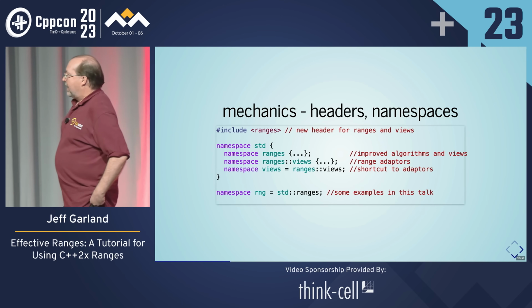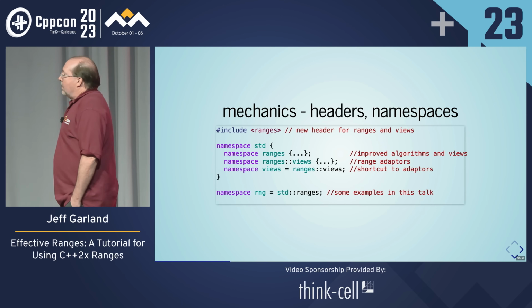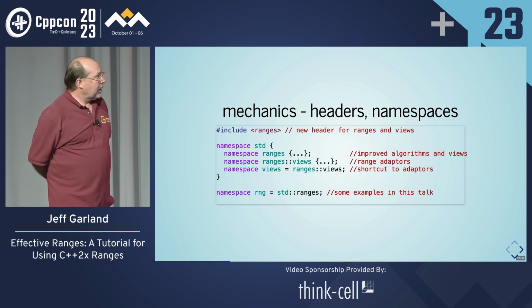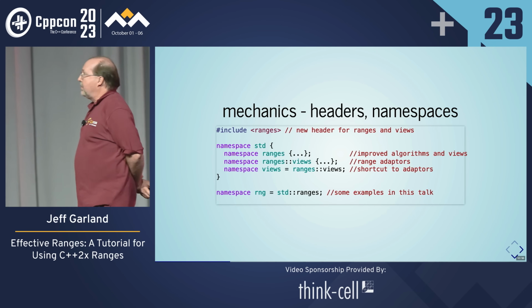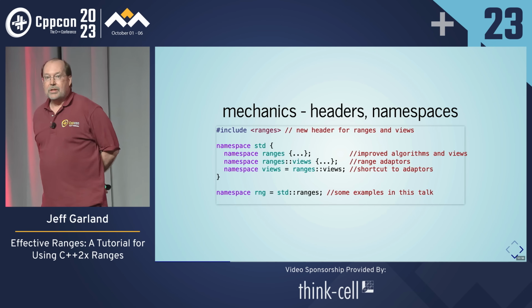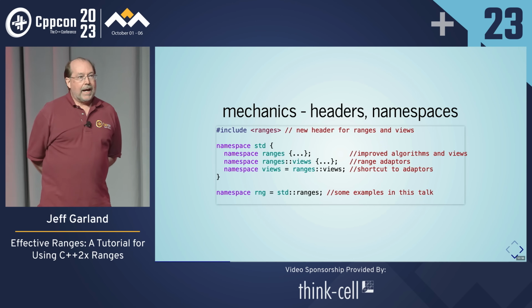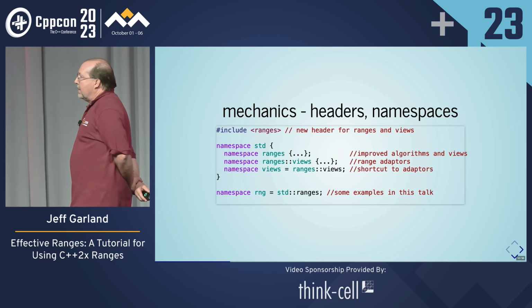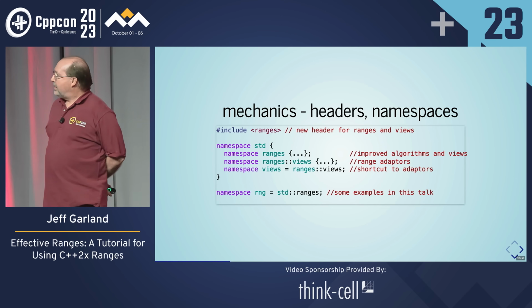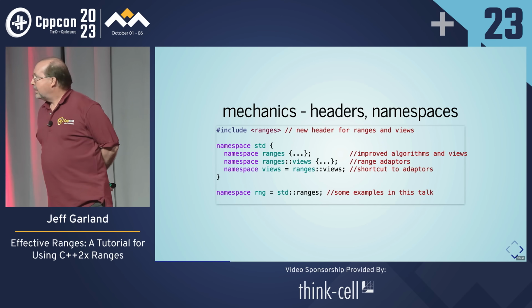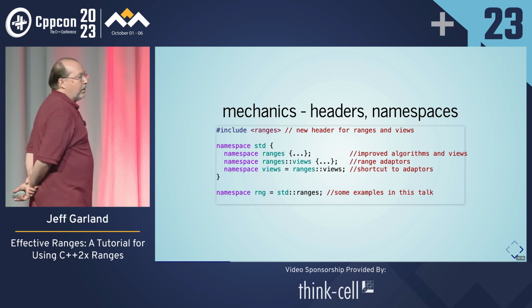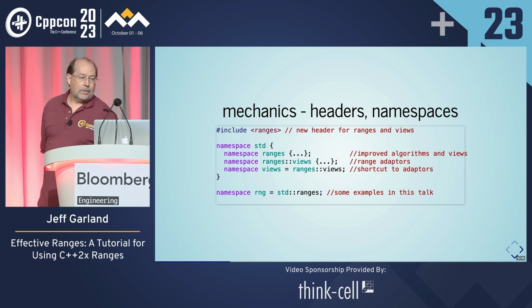So let's cover some mechanics first. Basically, C++20 and beyond, you're basically going to have an include called ranges. Many of the things don't actually need this include because they're actually in algorithms. But there's the ranges sub namespace, and there's ranges views, and then there's a shortcut to the views called std views.